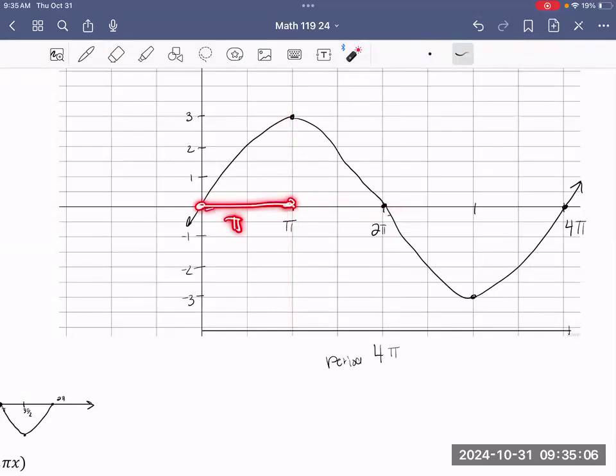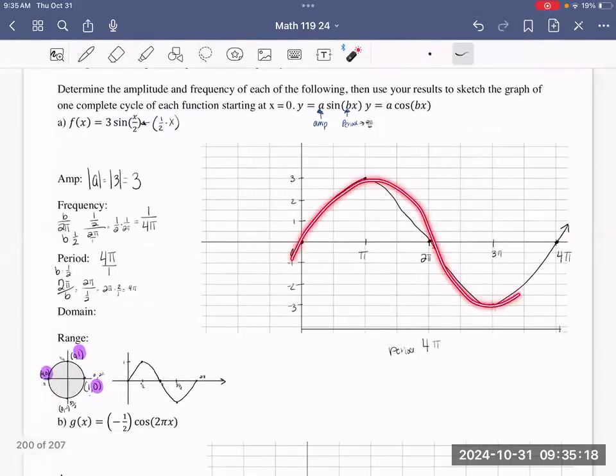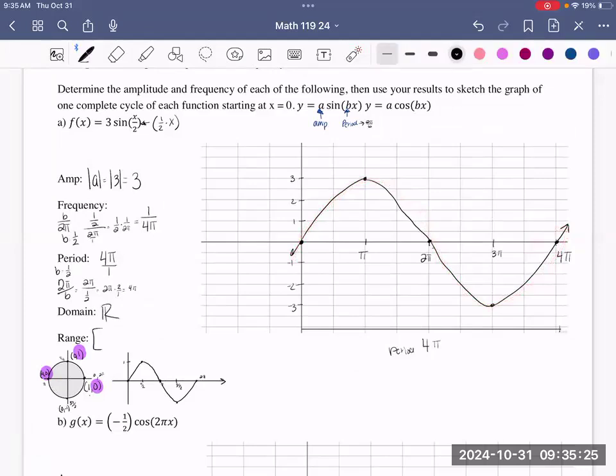So this is 1 pi. Now we have 2 pi. Then we have 3 pi. And then we have 4 pi. So this should be 3 pi. So this is what your final graph should look like. So what is your domain and your range? Domain is all reals, and your range extends from -3 to 3.